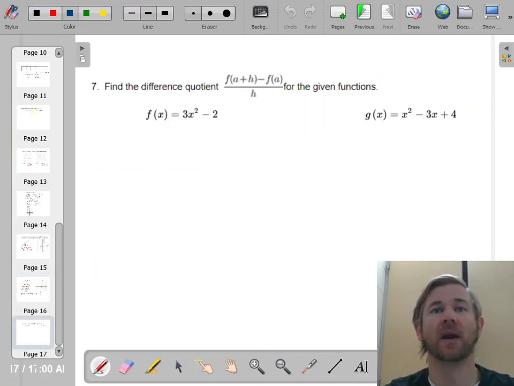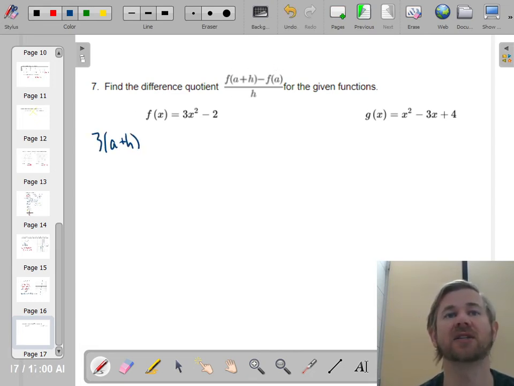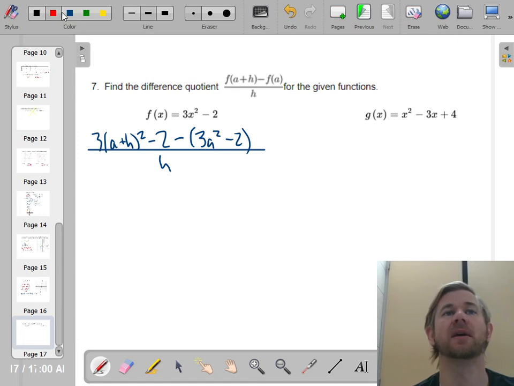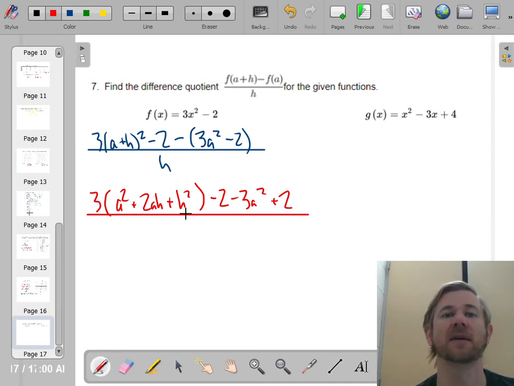Okay. What else you got? Difference quotient. All right, so for the difference quotient, we're just going to plug in a plus h everywhere I see an x. So instead of x squared, that's a plus h squared. We'll subtract f of a, so I'll plug in a everywhere I see an x. Now the main thing is you remember that a plus h squared is a squared plus 2ah plus h squared. You need to FOIL that out. Minus 2, and I'll go ahead and distribute here, all over h. The two biggest things people make mistakes on is they don't FOIL this correctly and they forget to distribute the negative. So minus 3a squared plus 2.